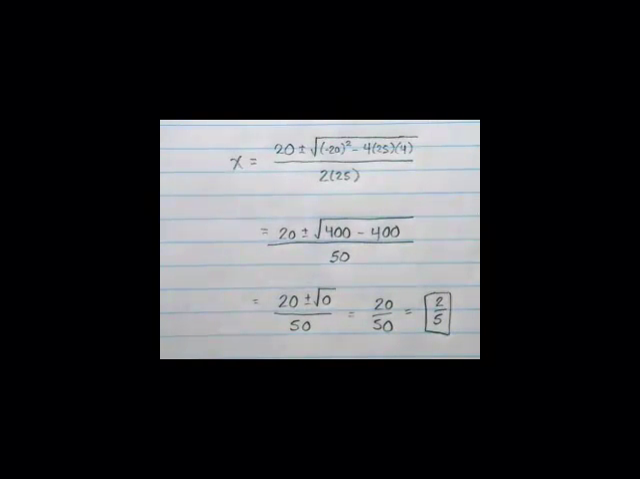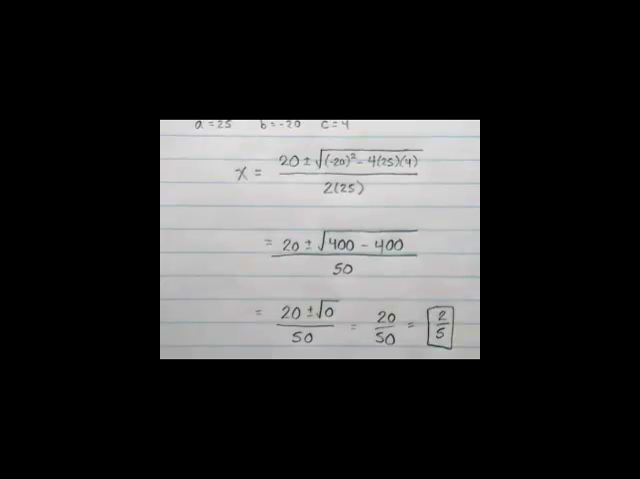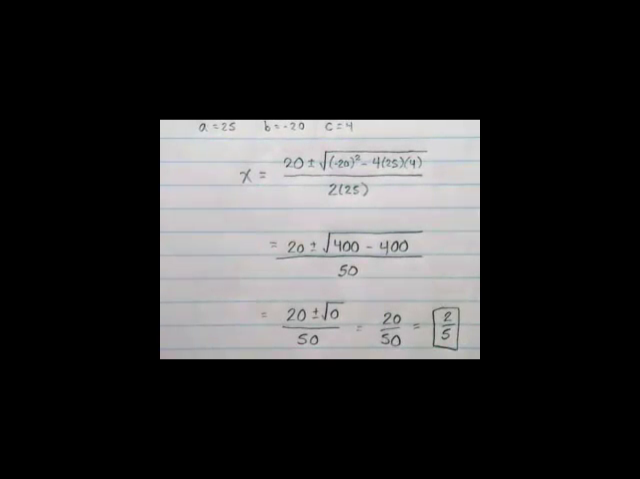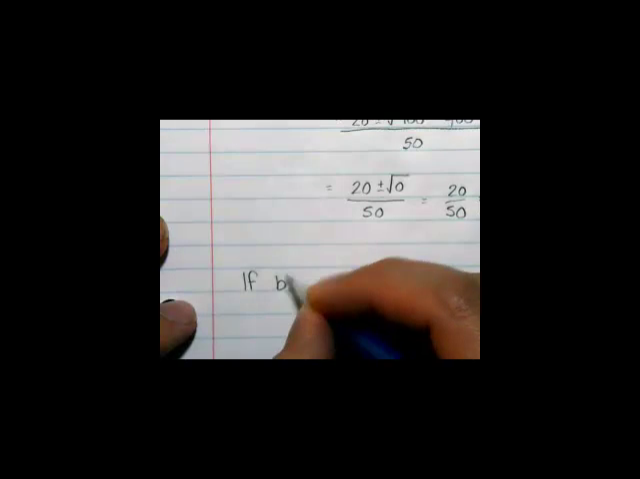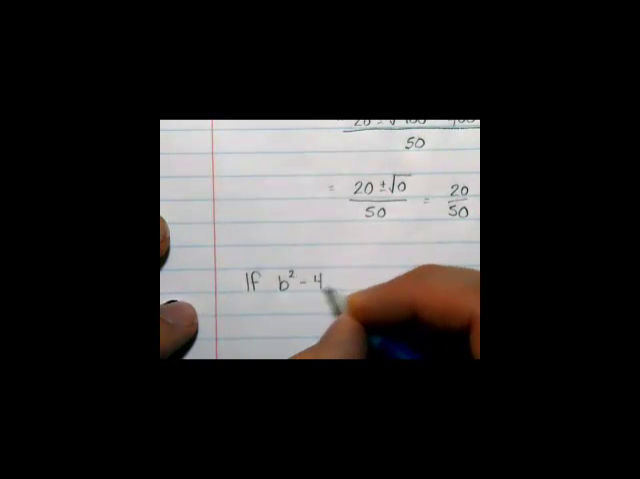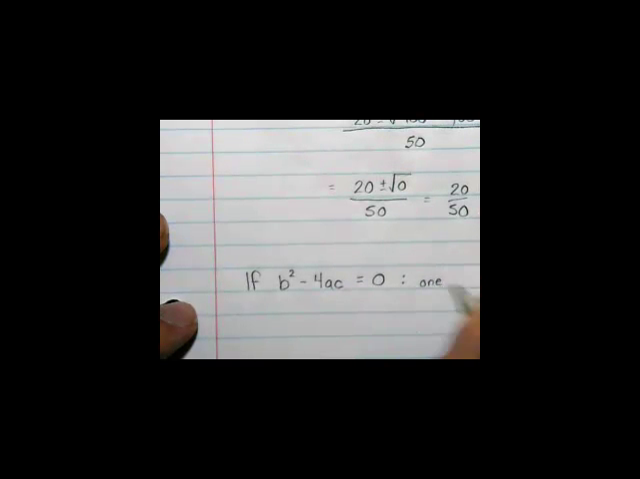So what we just discovered was, or we kind of talked about it before, but if what's under the square root works out to 0, there's one solution, right? So I'm going to write that down here. So if b squared minus 4ac equals 0, one solution.